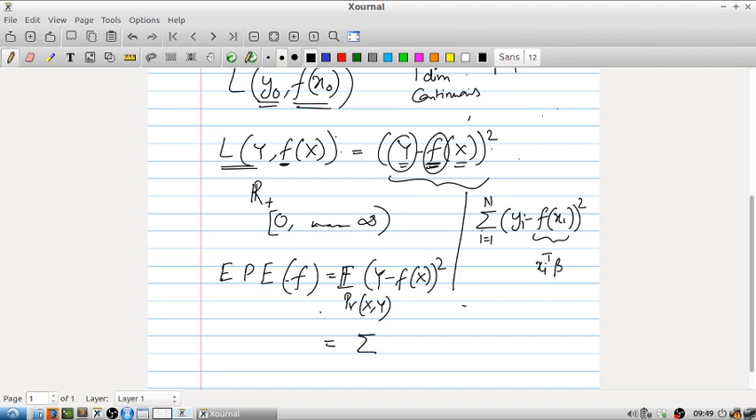Then it's just a sum over all the values x and y. So maybe x takes a value little x and y takes a value little y, and then it's the probability that X takes a value x and Y takes a value y, times that square thing, which is okay, actually not capital Y, minus f of x square. Okay, that is what an expectation is.